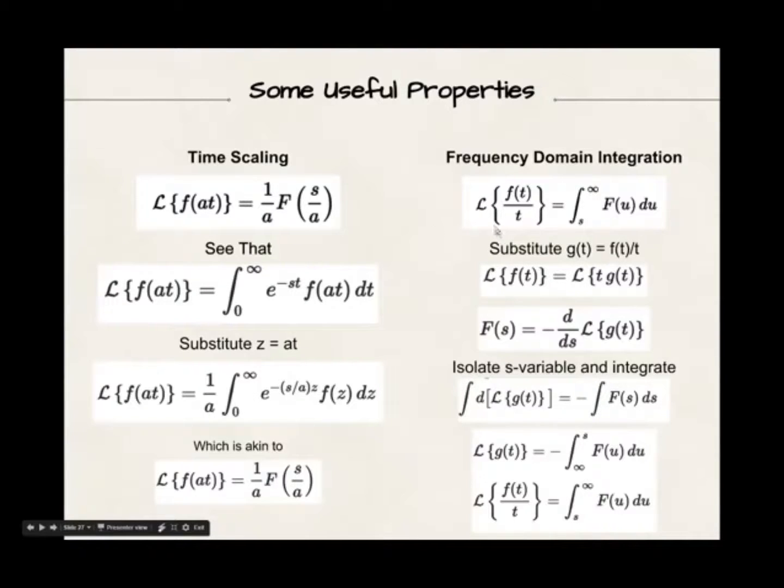We then have the frequency domain integration. We have the Laplace of f of t over t is equal to the integration of F of u du from s to infinity. We substitute g of t to be equal to f of t over t, so that the Laplace transform of f of t is equal to the Laplace transform of t g of t. We then take both sides, and using the previous information we find that F of s is equal to the negative differentiation of the Laplace transform of g of t. We isolate the s variable and integrate, so it becomes the integration of d of the Laplace transform of g of t is equal to the negative integration of F of s ds. So the Laplace transform of g of t is equal to the negative integration of F of u du from infinity to s, so that the Laplace transform of f of t over t is equal to the integration of F of u du from s to infinity.